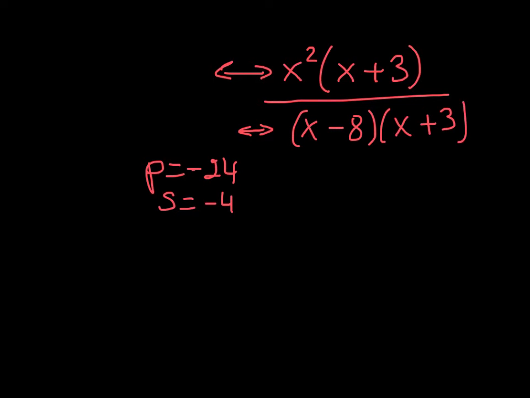The factor that reduces here is the x plus 3 and x plus 3. The final answer should be x squared over x minus 8.